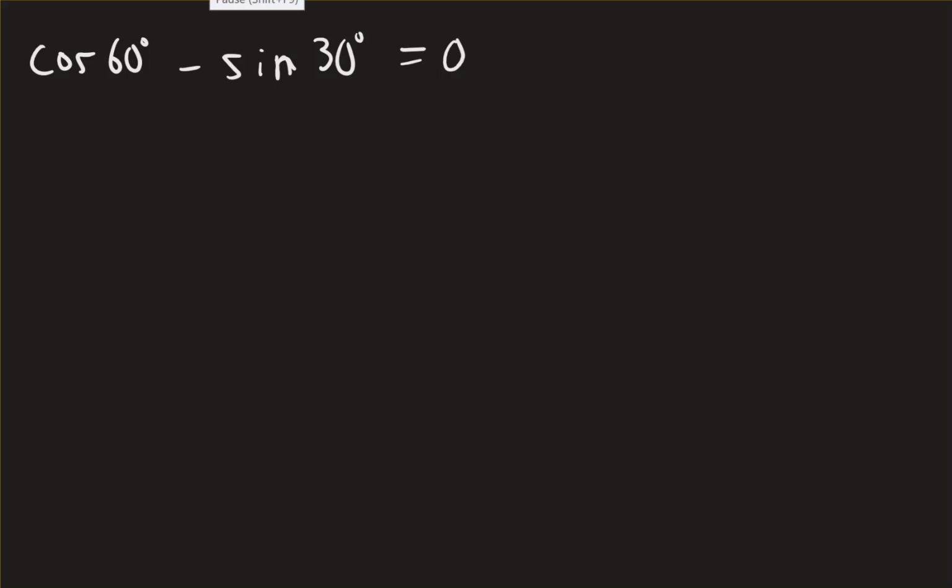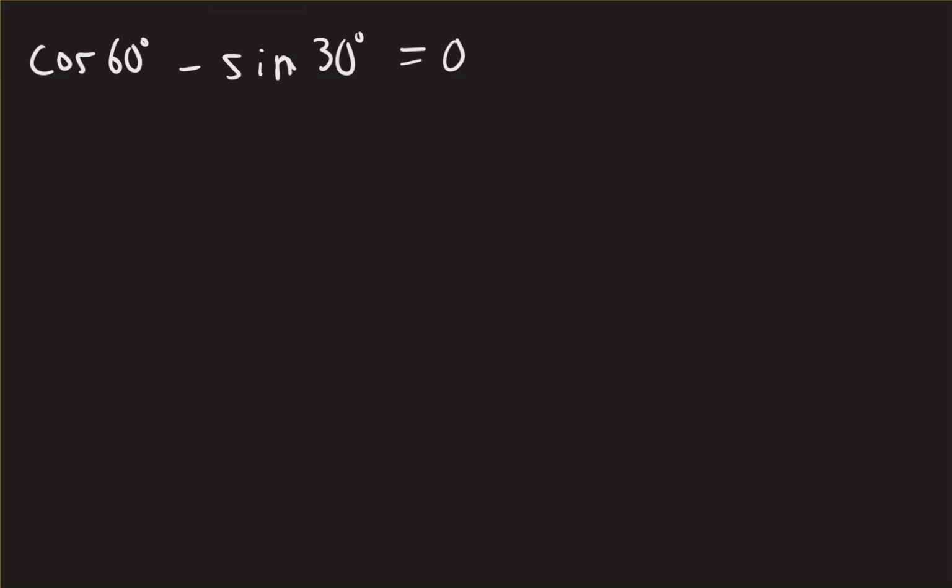True or false, we're going to determine if the cosine of 60 degrees minus the sine of 30 degrees is 0. So there's a short way and a little bit longer way to do this. I would say the quickest way, probably the approach you want to take, is just to say, well, 60 degrees, 30 degrees, I know where both of those are in the unit circle.